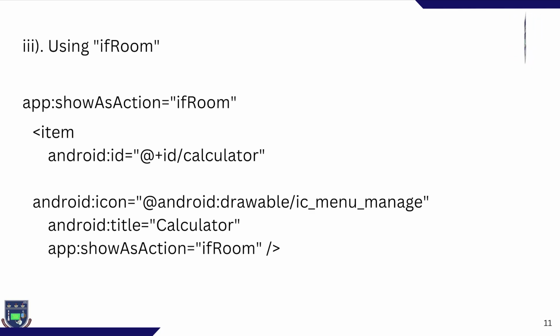Next statement is showAsAction equals ifRoom. This shows the item in the action bar if the space allows, otherwise moves it to the overflow menu. So what will be the behavior of this overflow menu? If only one or two items are defined with always and there is still space, the ifRoom item appears on the action bar. If too many always items are defined, ifRoom items are pushed onto the overflow menu.